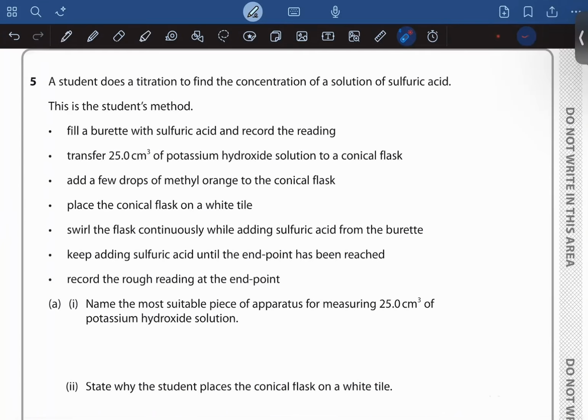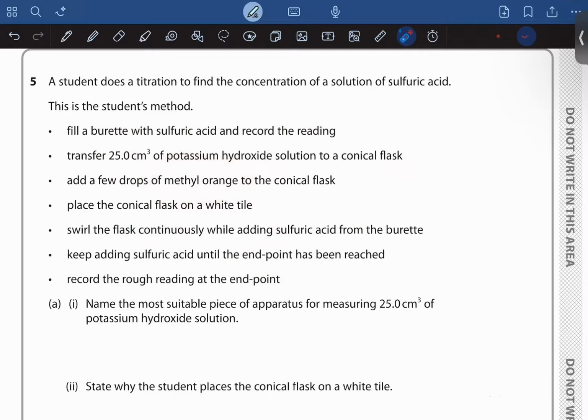This question says that the student carries out a titration to find the concentration of a solution of sulfuric acid. So you basically use the method of titration to figure out the concentration of something that is unknown. Fill a burette with sulfuric acid and record the reading. Transfer this volume of potassium hydroxide to a conical flask. You add an indicator. You place the conical flask on a white tile. You swirl the flask continuously while adding the sulfuric acid. Keep adding the sulfuric acid until the endpoint has been reached, because near the endpoint there is going to be a color change due to this indicator.